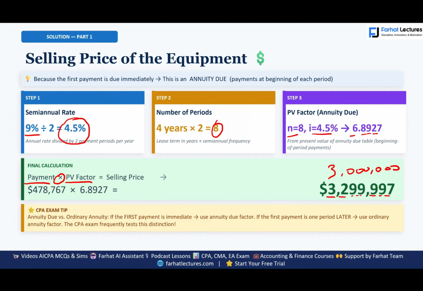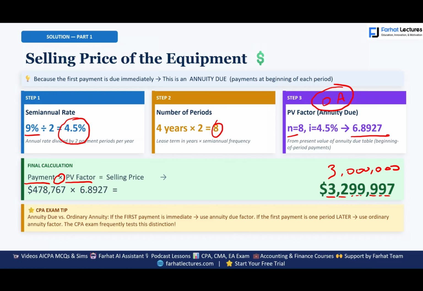But you have to remember on the CPA or the CMA exam, they always try to trip you. They might give you the present value annuity factor for the ordinary annuity and the annuity due. Remember, you are dealing with an annuity due. Sometimes it will be an annuity due, but they would only give you the ordinary annuity factor. All you have to do is figure out the ordinary annuity and add the first payment.